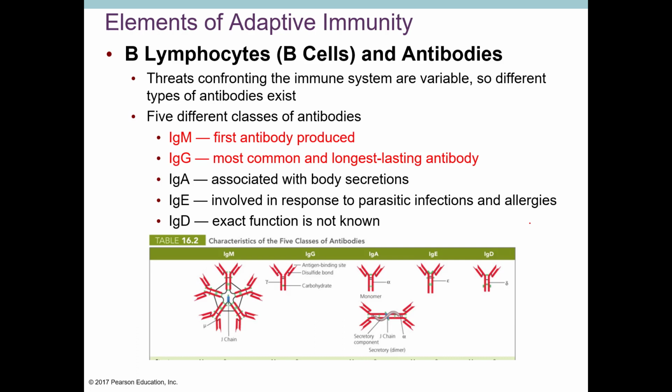There's 5 different types, not the different types of B cells, excuse me, the different types of antibodies. There's really 5 different types of antibodies. And you have IgM, IgG, IgA, IgE, IgD. Some of these are more involved with allergies. IgA is more something that would be in your body secretions. I'm going to highlight these 2 since we're just introducing these concepts, because these would be the top 2 that you would start with.